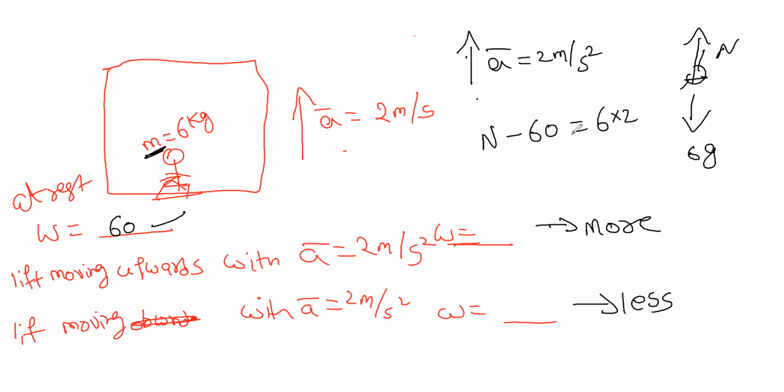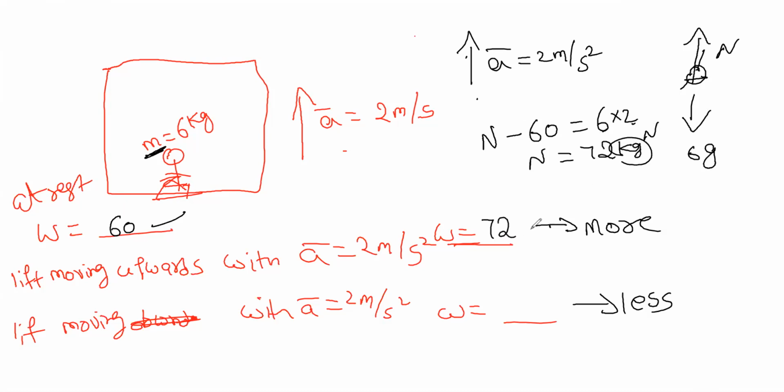So why are we subtracting it? Both are in opposite directions, the weight of the person and the normal force. So N minus mg, N minus 60 should be equals to the net force, equals to mass of the body into acceleration, right? So we get this as 12 plus 60 as 72. That is 72 Newton itself.